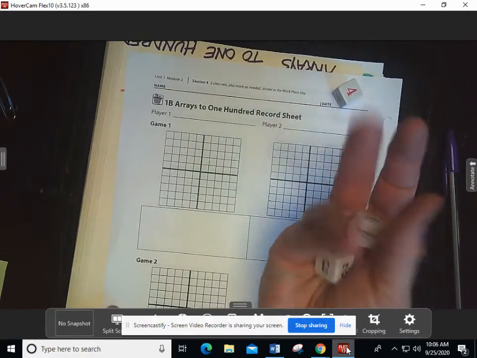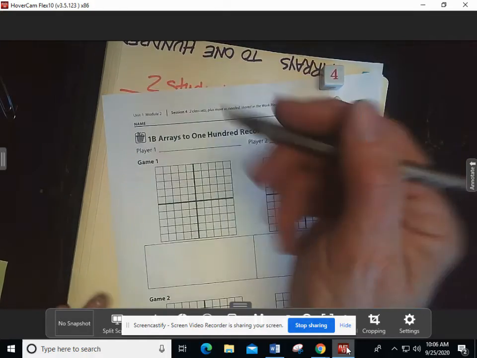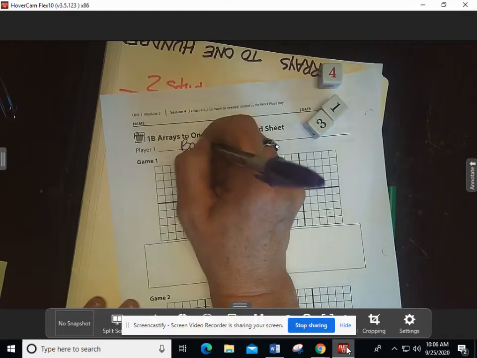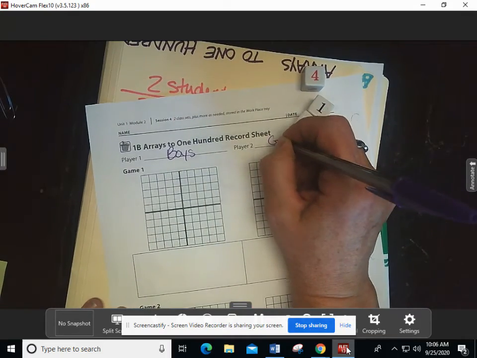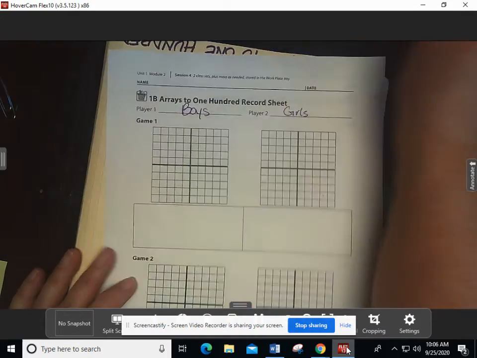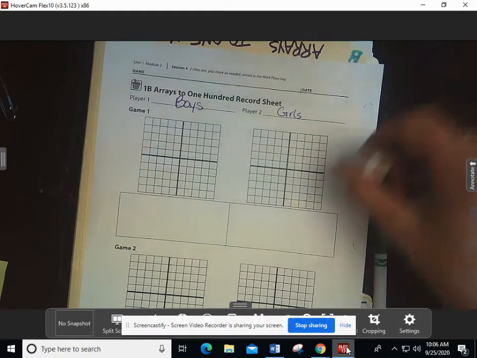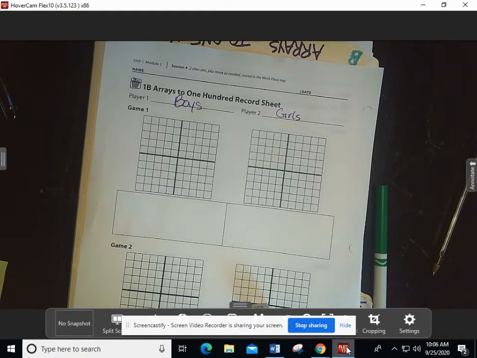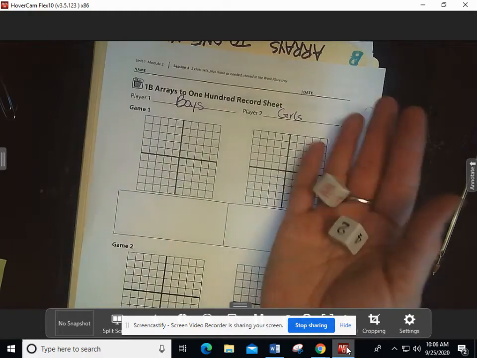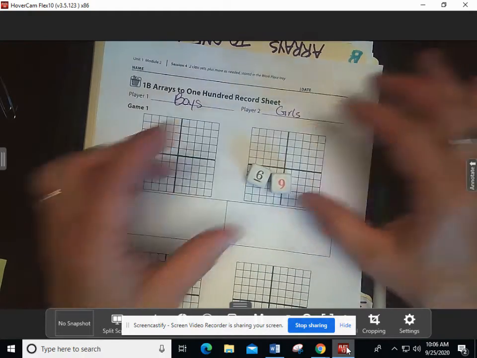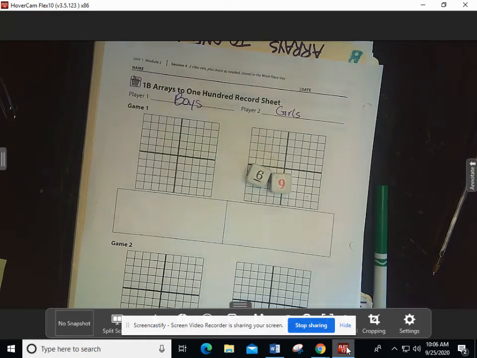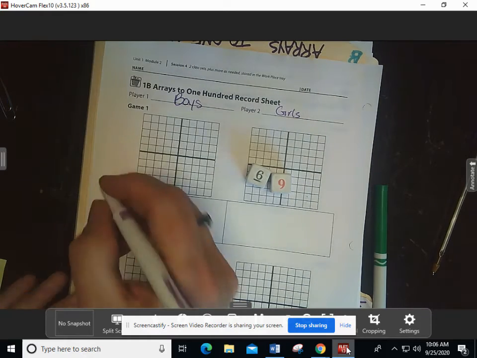So to begin this, for example, let's do it this time. Let's do boys against the girls. Okay, so boys, what color am I doing? 2 black or a black and a red? Black and red. Okay, black and a red. I got to find the one that doesn't have a 0 on it then. Okay. So boys, this is your roll. Boys, you have 6 times 9.